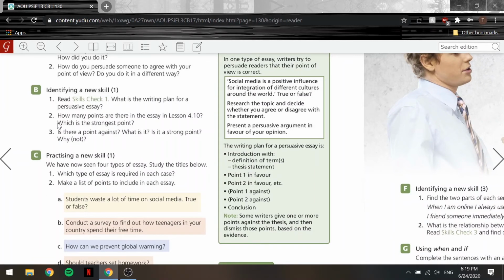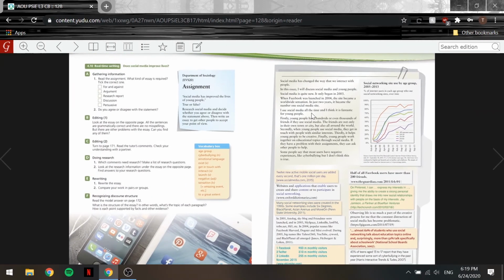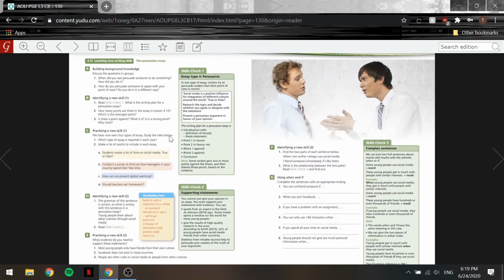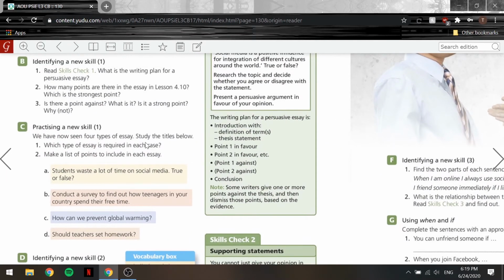Right, how many points are there in the essay in lesson 4.10? That is the previous essay that I think you guys wrote a better one now. Which is the strongest point? So if we go back, pretty sure you guys wrote a better one by now. We'll say something like, here you go. So they get in touch with people with similar interests. For me, that is the strongest point of social media. That is, for me, the best part about social media, and that is getting to know people that are like-minded or have very similar interests to you. That is the strongest point for me.